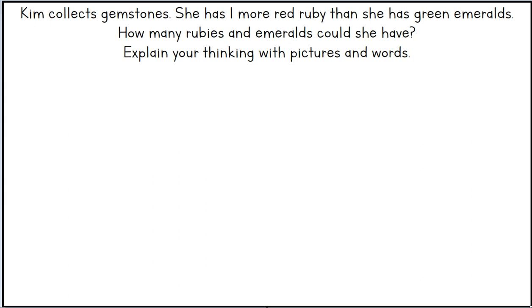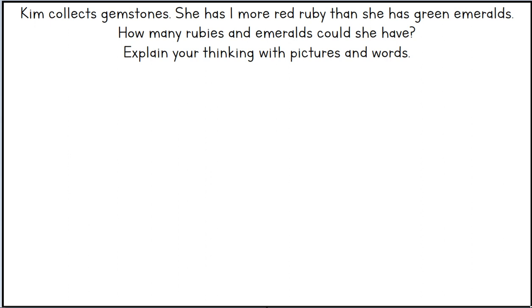All right, so I'm going to go ahead and read the problem. Kim collects gemstones. She has one more red ruby than she has green emeralds. How many rubies and emeralds could she have? Explain your thinking with pictures and words. So we are still going to be drawing a picture and writing our sentence to go with it. But for this one, we really don't have any set numbers that we have to work with, other than that we know that Kim has one extra red ruby than she has green emeralds.